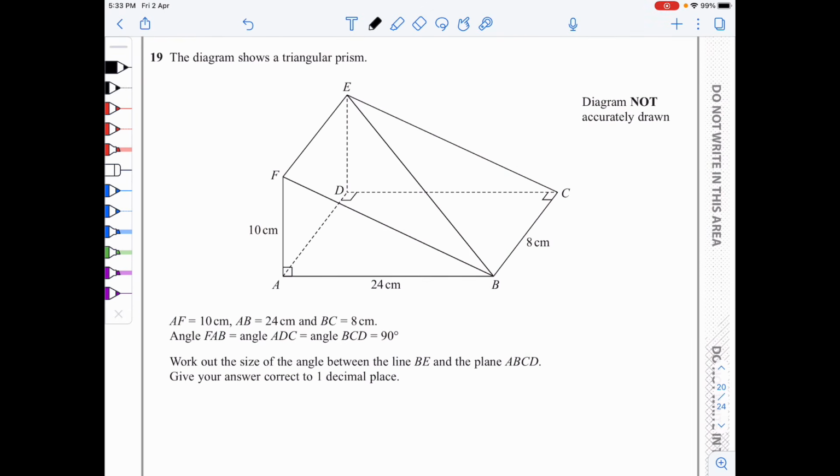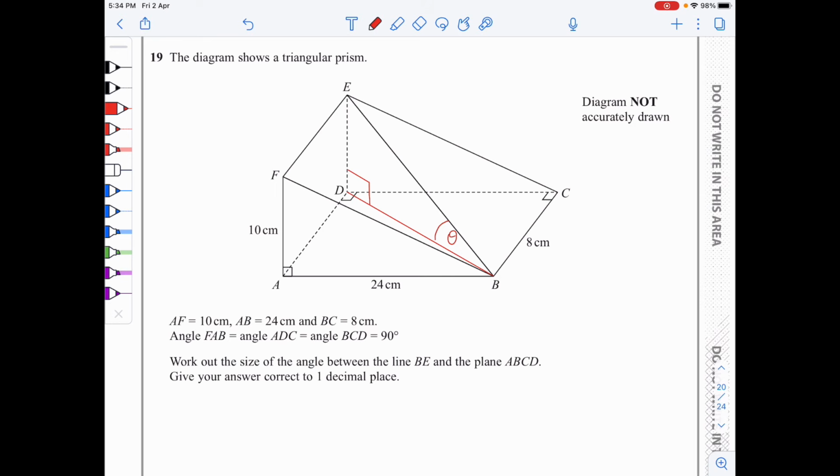19 is a 3D trigonometry question. We're being given a triangular prism with all the measurements shown here. Now FAB and ADC are both right angles. We need to work out the size of the angle between the line BE, this is BE here, and the plane ABCD. We really need to extract a right angle triangle that will give us the angle here. So if I just join D with B, this is a 90-degree angle here, and we're after theta.